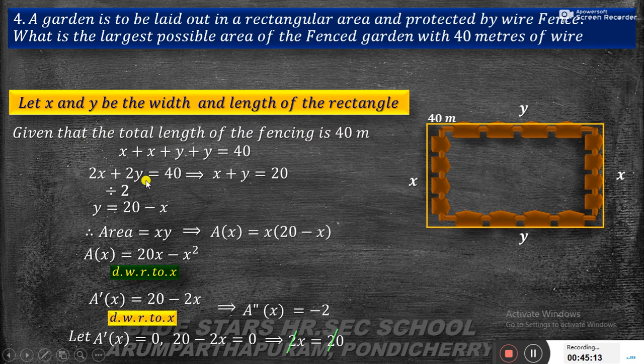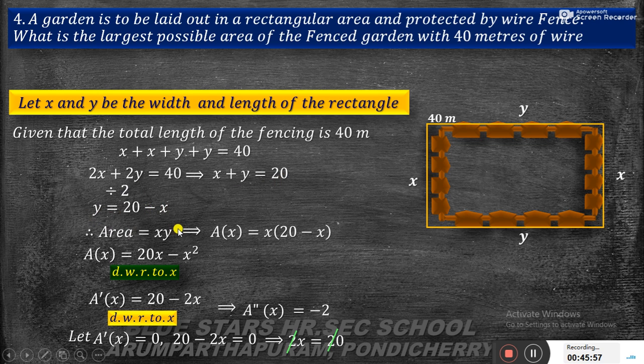So the total length is x plus x plus y plus y, that is 2x plus 2y equal to 40. This is the total length of the garden. Next, 2x plus 2y equal to 40, I take the 2 out from the terms. So 2 into x plus y equal to 40. Divide 40 by 2, which is 20. So x plus y equal to 20. Therefore y equal to 20 minus x.